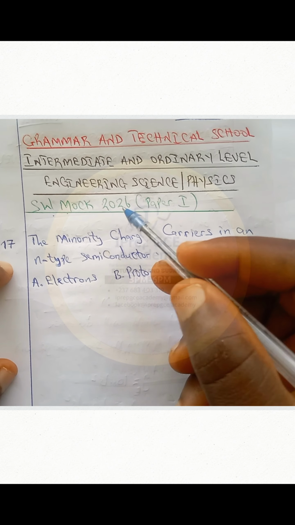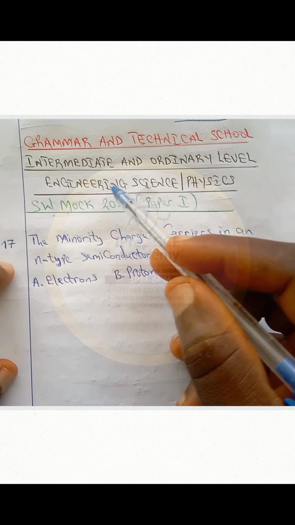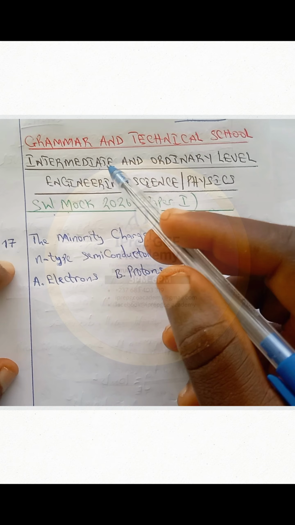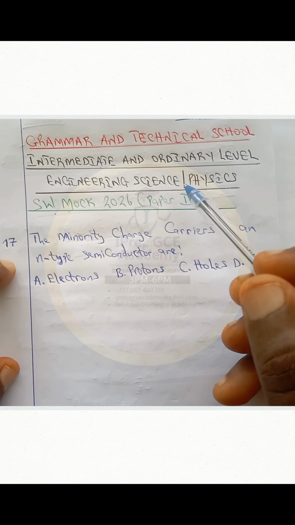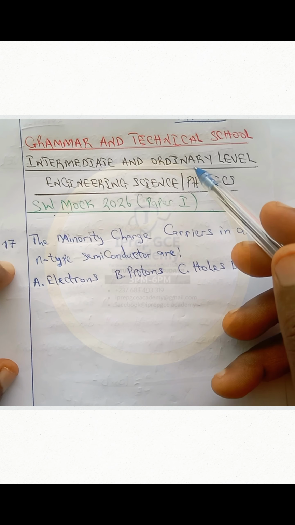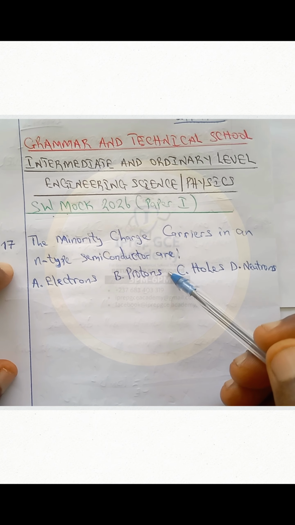Southwest Mock 2026, Paper 1, Engineering Science for Intermediate Level. This is for technical schools. Grammar school students doing physics and chemistry for the ordinary level also need to know this.